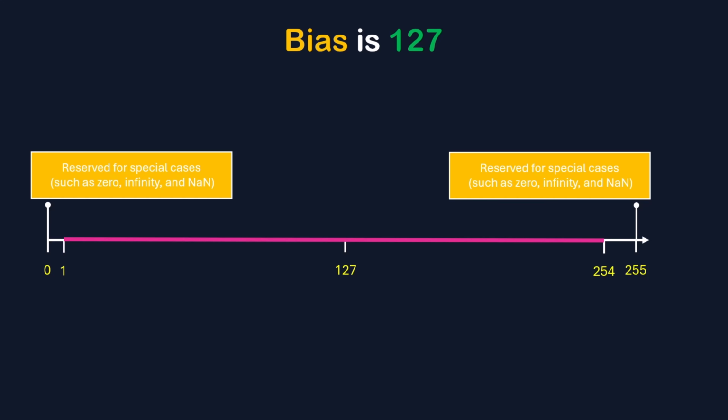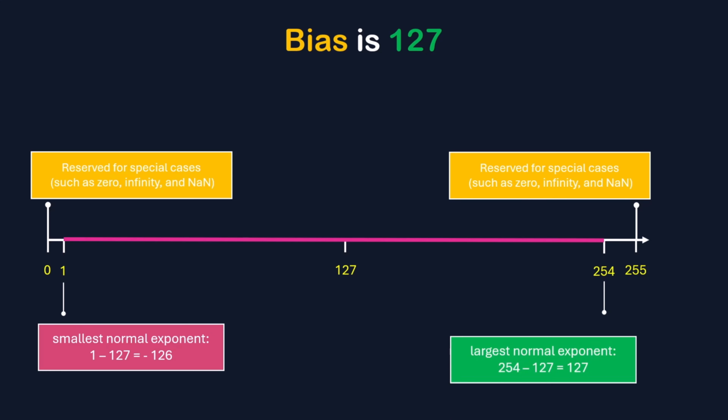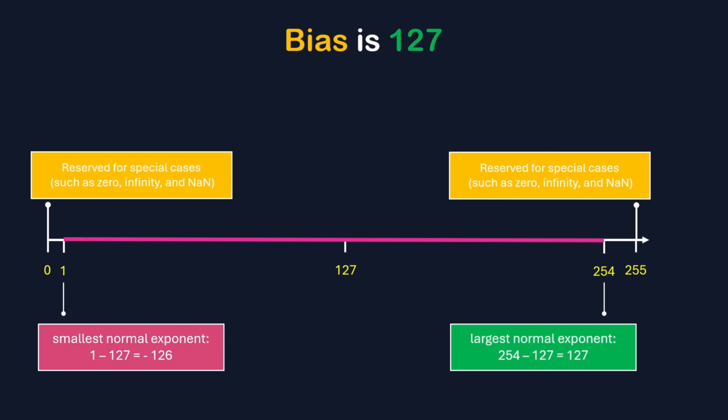By choosing a bias of 127, the smallest normal exponent is 1 minus 127 equals minus 126. And the largest normal exponent is 254 minus 127 equals 127. This gives a balanced representation for both very small and very large numbers. That's why we add the bias to the real exponent. It simplifies storage, speeds up comparisons, and makes the overall system more efficient.